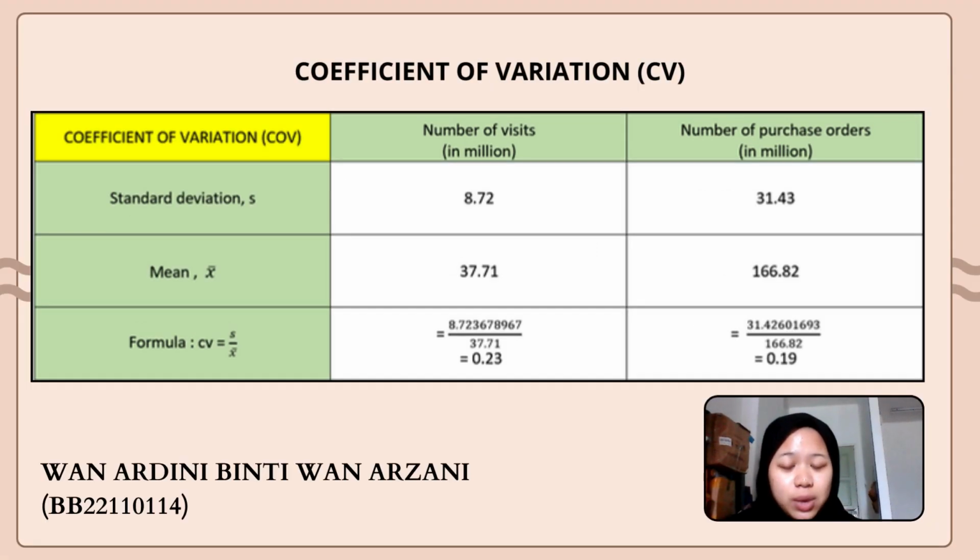The last one is the coefficient of variation. Before we find the CV, we have to find the standard deviation and mean, which we already found in the previous video. So we apply the same values into the formula, standard deviation divided by mean, and we get that the number of visits is 0.23 million, and for the purchase orders is 0.19 million.